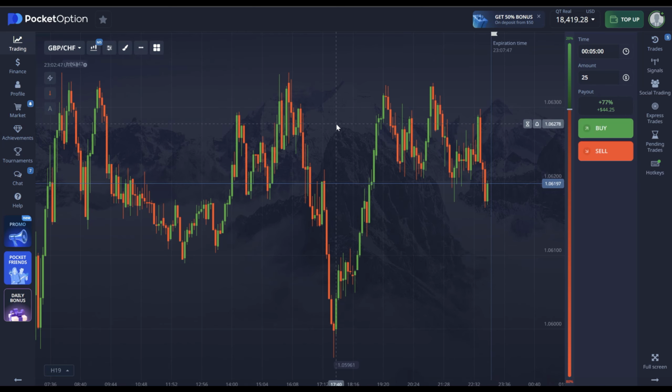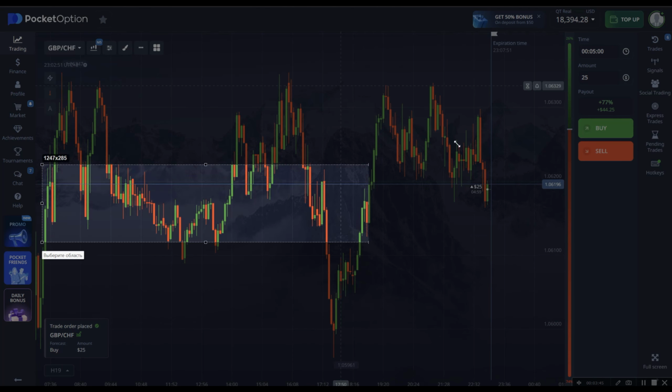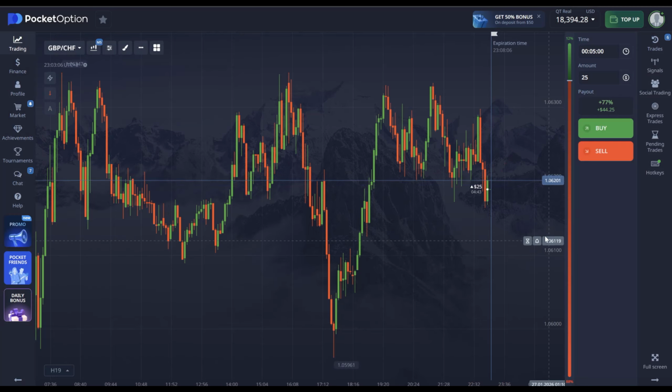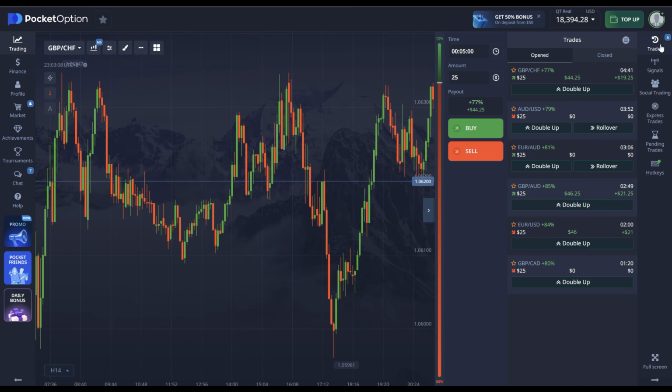For example, here's the British pound against the Swiss franc. I'm going to open a position for an increase. We have a support resistance zone here. The price has bounced off this zone quite well, both upwards and downwards, depending on where the price approached this zone. Right now the price has dropped to this zone. A trade for an increase. I've opened it. 6 trades are open. Let's see what's working out and what's not.